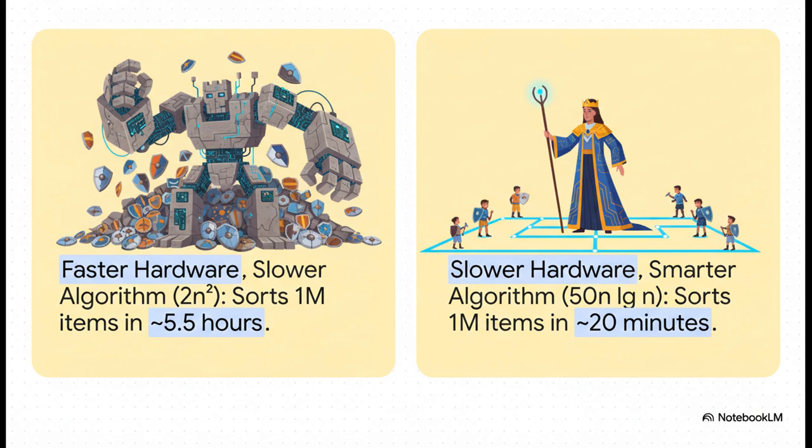The slower computer with the smarter algorithm sorts 1,000,000 items in about 20 minutes. The supercomputer? It's still chugging away for over 5.5 hours. That's the power of a good algorithm.